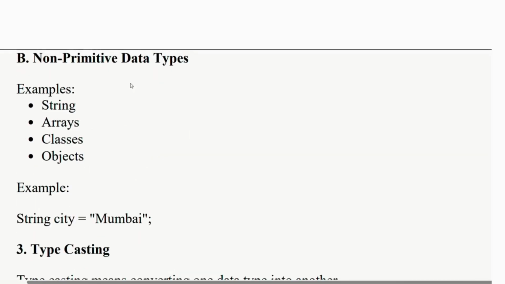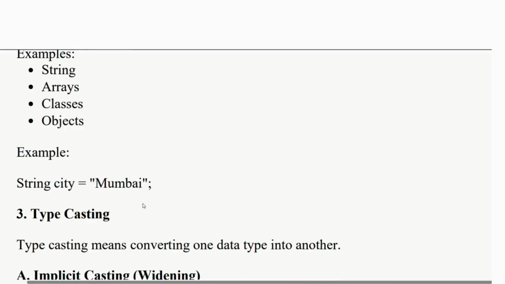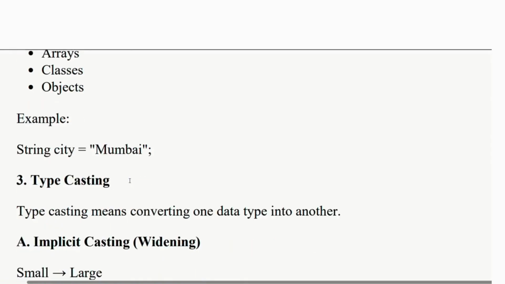I have already explained that non-primitive data types include strings, arrays, classes and objects. Here we have given one example: String city. String is a data type name, city is a variable name, and Mumbai is the value passed.